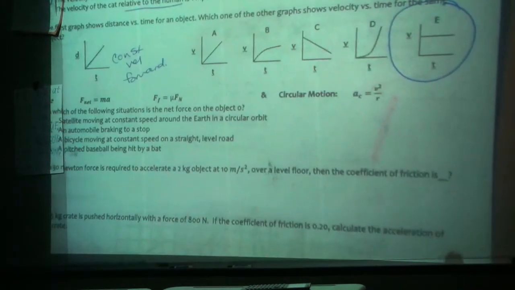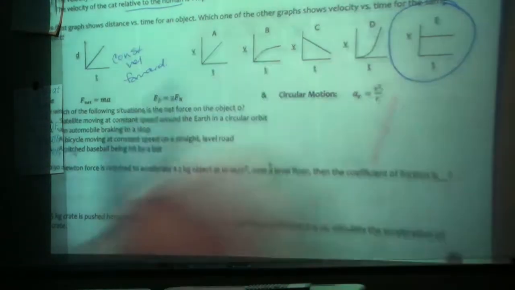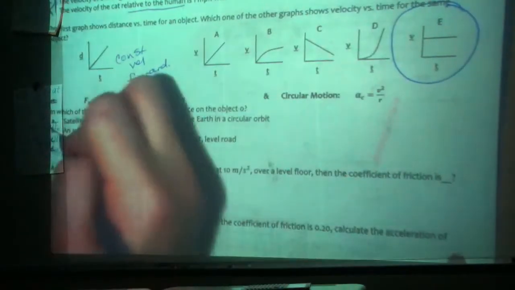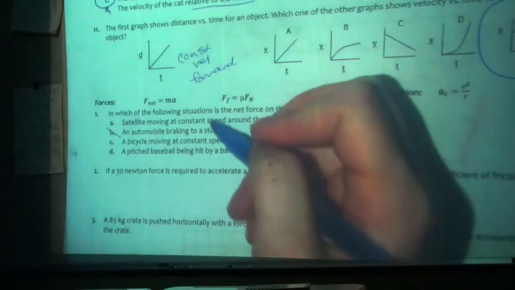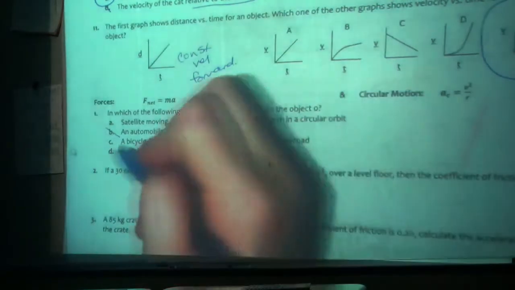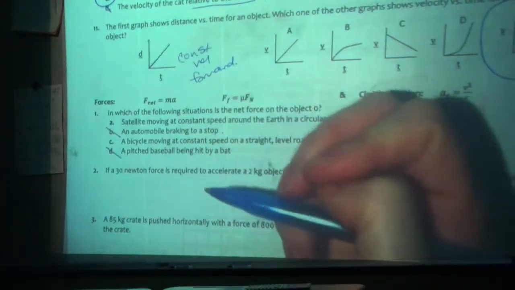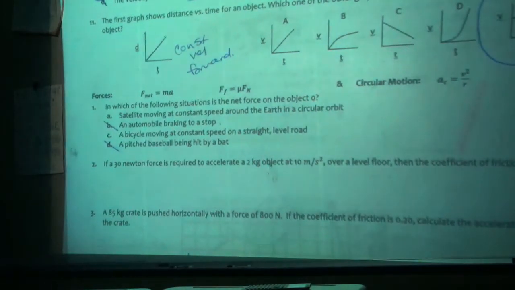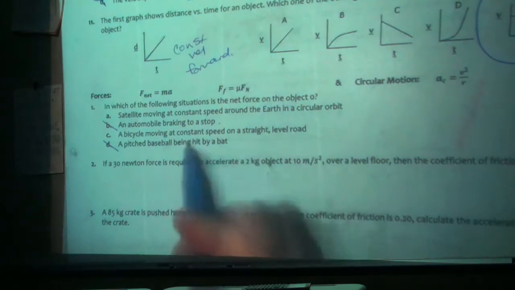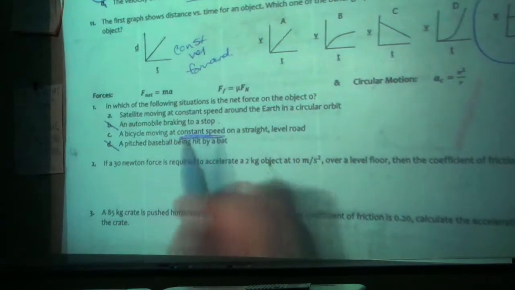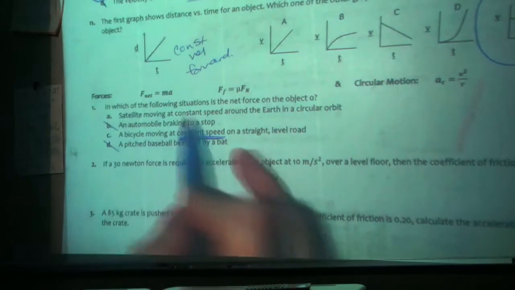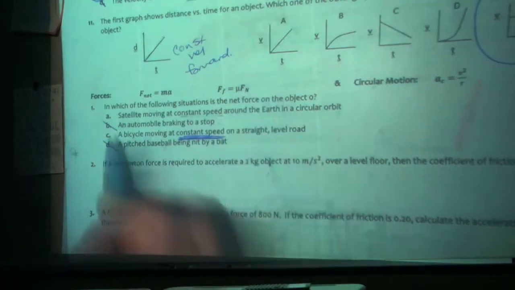Which of the following is the net force 0? Braking to a stop, definitely a net force there, because it's changing its velocity. Hitting a ball with a bat, definitely changing its velocity, applying a force. Moving at a constant speed is forces balanced. But A also says constant speed. The answer is just C.